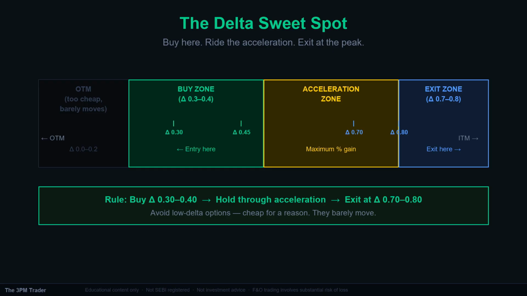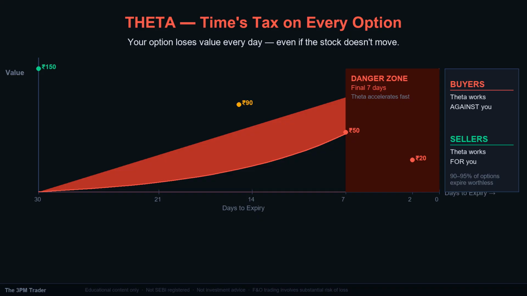By the time your option reaches delta 0.7 or 0.8, it is moving almost in sync with the stock. That is where maximum percentage gain happens on directional trades. You buy at 30 delta, you exit at 70 to 80 delta. The middle section is where you make your money. Avoid low delta options. They are cheap for a reason. They barely move.